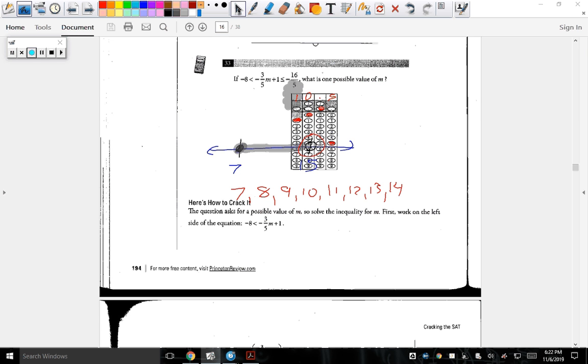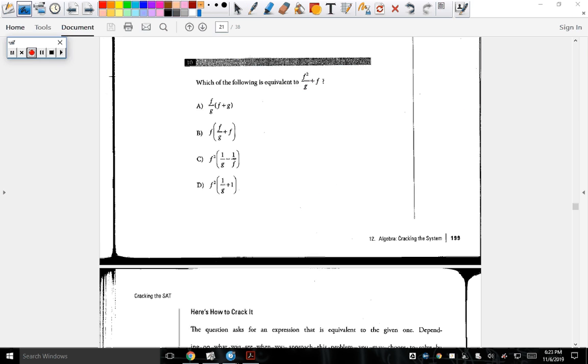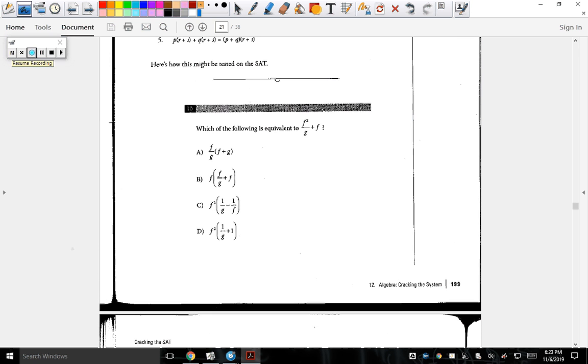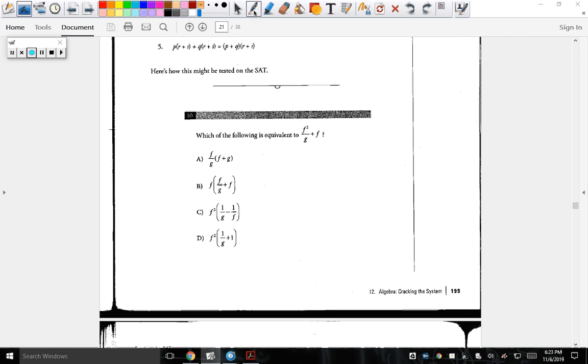Nice. All right, so now, what's your next question? Okay, so now on page 199, number 10, these are common for sure. When you see this word, I always tell my students, whenever they see this equivalent, you're basically trying to, of course, find out which one of these is the same, aka equivalent, as this.